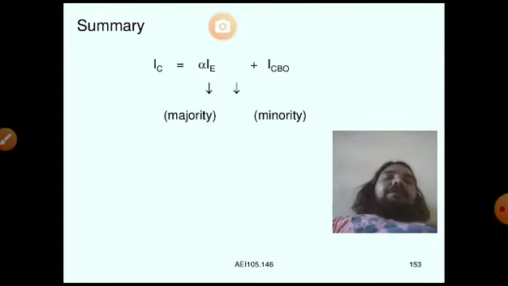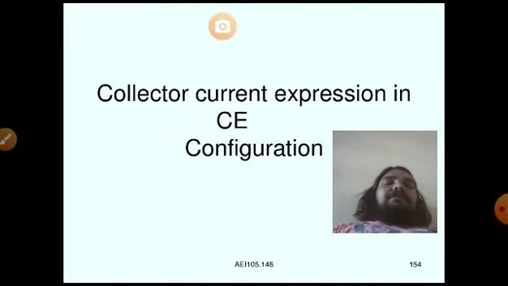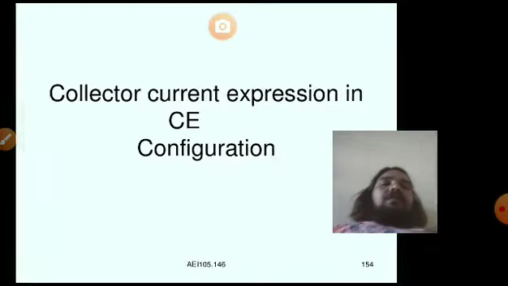In summary, IC is equal to alpha into IE, the majority carriers, plus ICBO, the minority carriers. Common collector current in configuration.